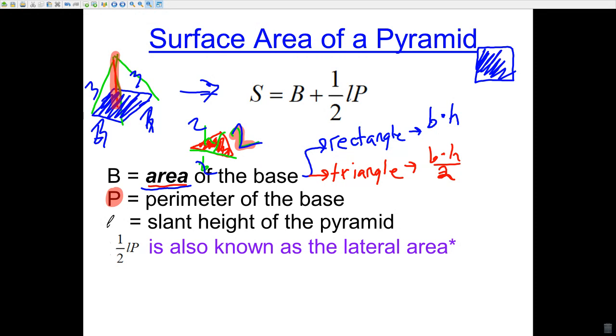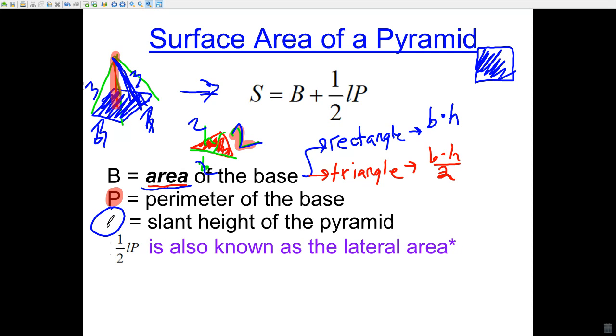Last thing, we just found this kind of stuff, is a slant height. And that's where you might use the Pythagorean theorem and different things like that. But the most important part is knowing where it is, where it goes from the top to one of the sides and creates a right angle. It's not one of those lateral edges.